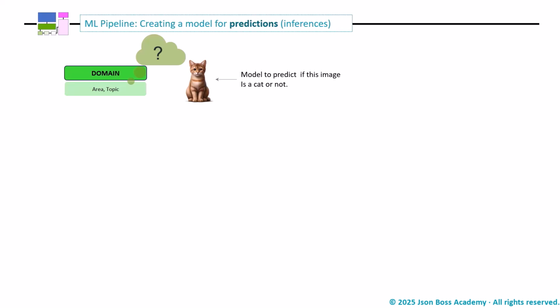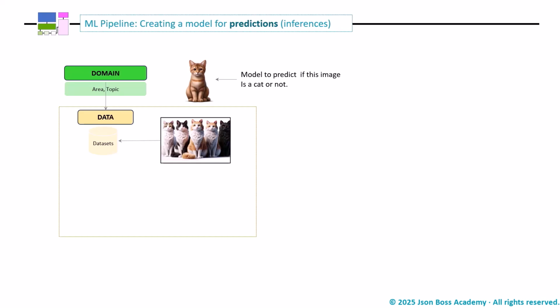This is a common issue in the field of technical analysis, where many academic approaches try to solve unsolvable problems, perhaps due to a lack of deep knowledge in the domain of technical analysis. Once a problem is properly defined, we need data. In this example, it will be images of cats so that the model can learn what a cat is.